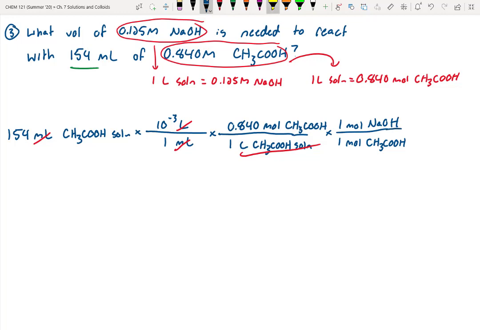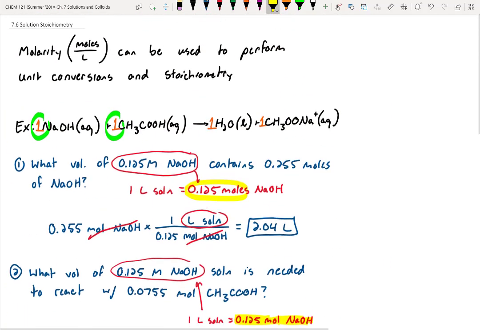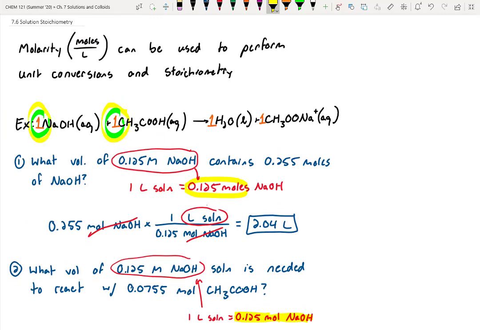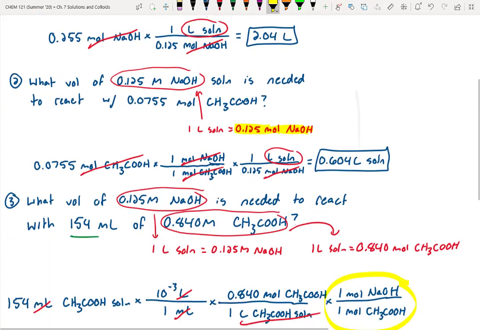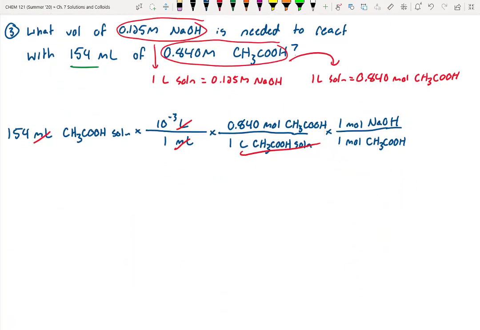And you might be wondering, well, where did we get this from? If you remember, we got that from these ones up here. So that's the coefficients for these problems. It's a 1-to-1 ratio. Okay, so now we've canceled out our moles of acetic acid, which is good. So we've got moles of sodium hydroxide. But it's actually asking us what volume of sodium hydroxide, not how many moles do we need. But that's okay because we've got the molarity that says, well, if we know how many moles we have, we should be able to figure out how many liters we have as well.